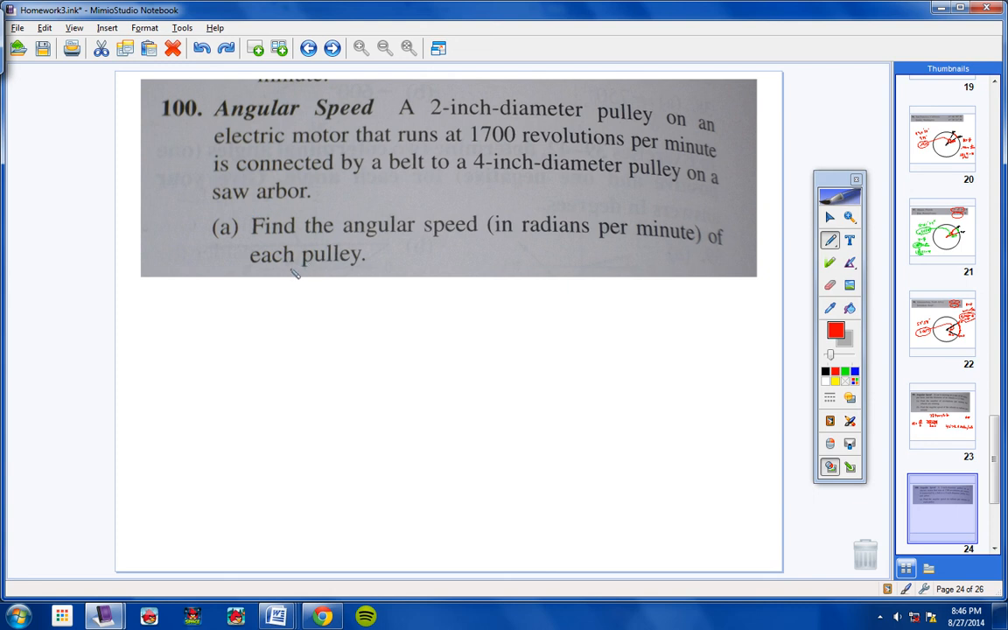Find the angular speed in radians per minute of each pulley. Okay, no problem. Here we go. Here's my 2-inch pulley, and here's my 4-inch pulley. Now, let's go ahead and put a diameter going across, and this one's 2 inches. And let's put a diameter here.